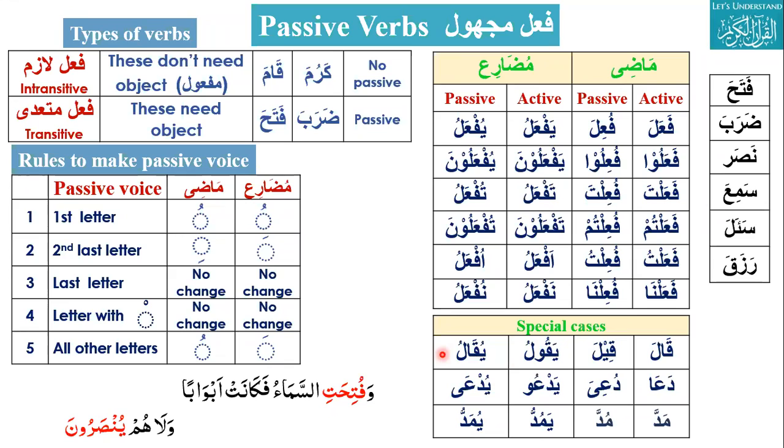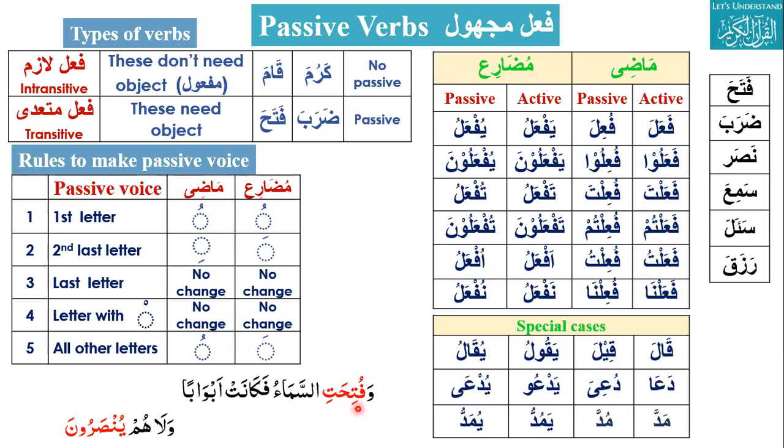Can I ask Abid to translate this ayah for us? Abid, are you there? Assalamu alaikum. Wa alaikum assalam wa rahmatullah. وفتحت السماء فكانت أبوابا. Futihat, she was opened. As-sama', the sky. Fakanat, she became. Abwaban, doors. Very good.